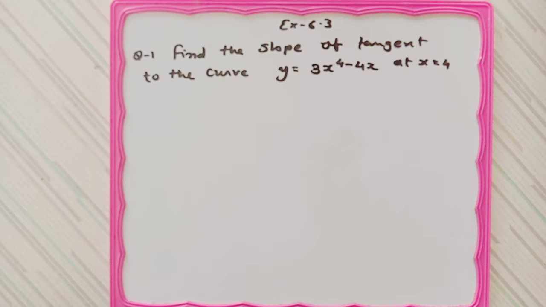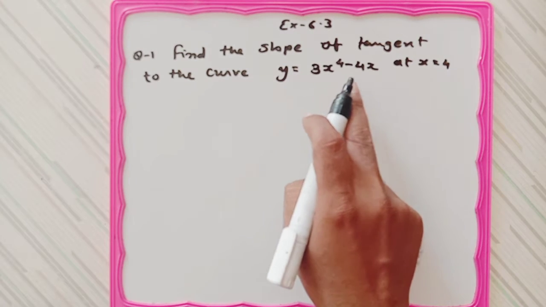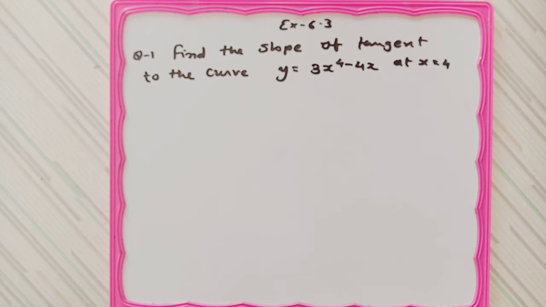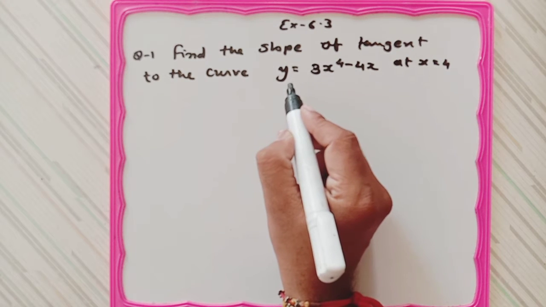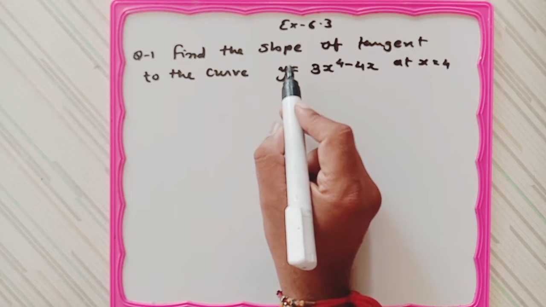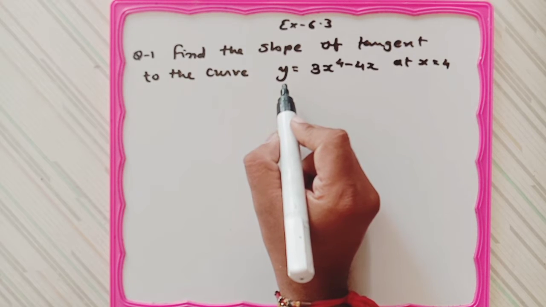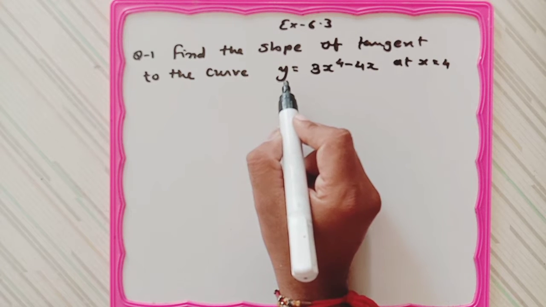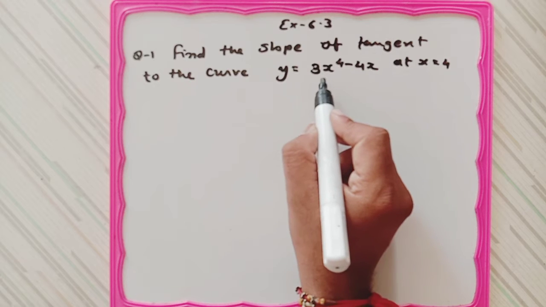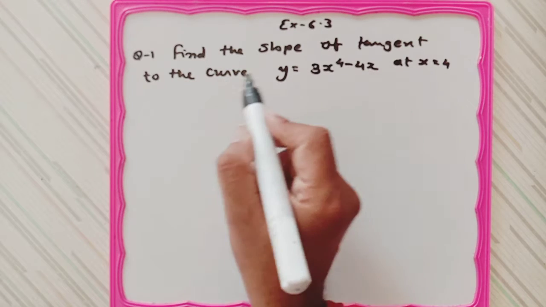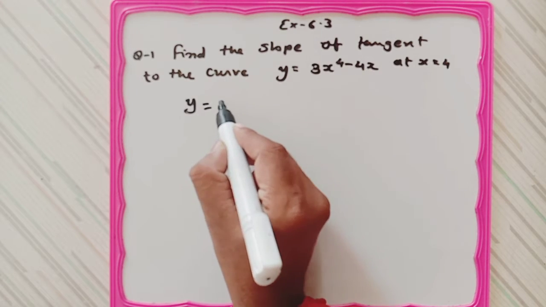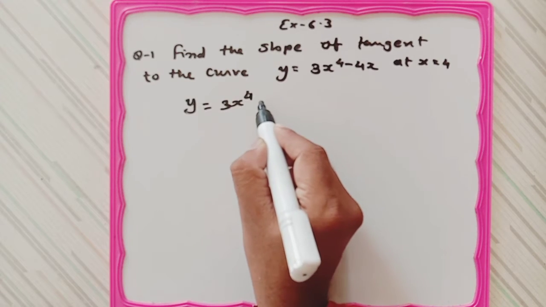Question 1: find the slope of the tangent to the curve y equals 3x raised to 4 minus 4x at x equals 4. We know that the slope of any curve at any point is equal to the differentiation of the curve with respect to the given variable. So here y equals 3x^4 minus 4x.